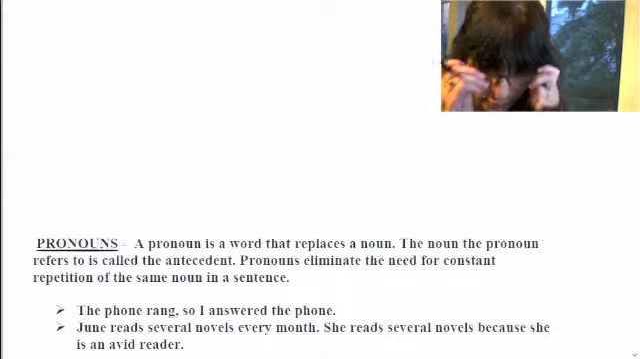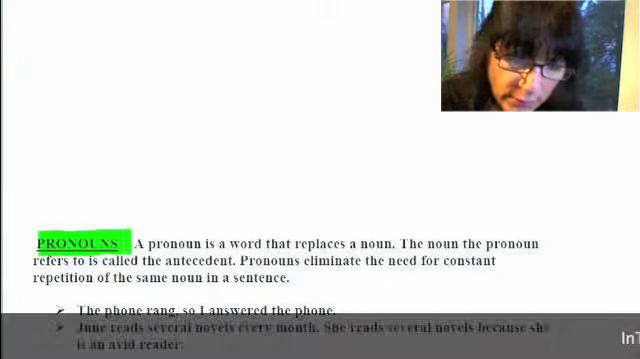I would like to discuss today what pronouns are, the purpose of this part of speech, different examples of pronouns, and why we do use pronouns in sentences. So let's take a look at this together. First of all, a definition of a pronoun.